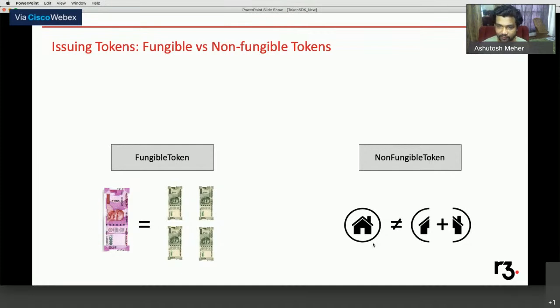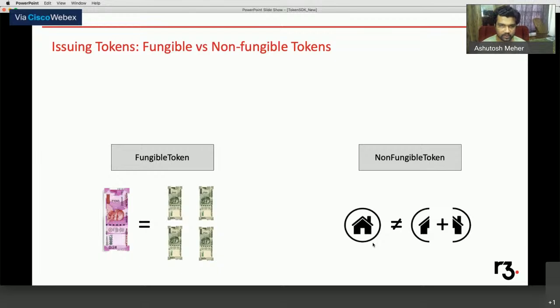So when we say issue some token, there are two types of token that could be issued. One is a fungible token, and the other is a non-fungible token. So let's try to understand the fungible token. First of all, let's try to understand the meaning of fungible and non-fungible.